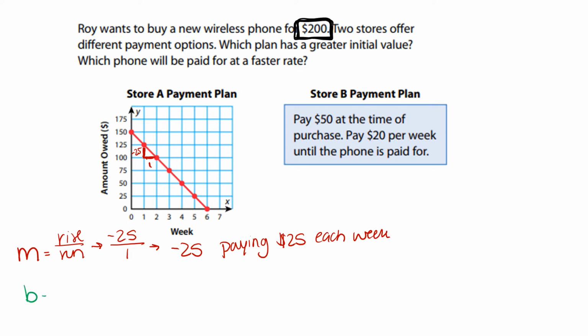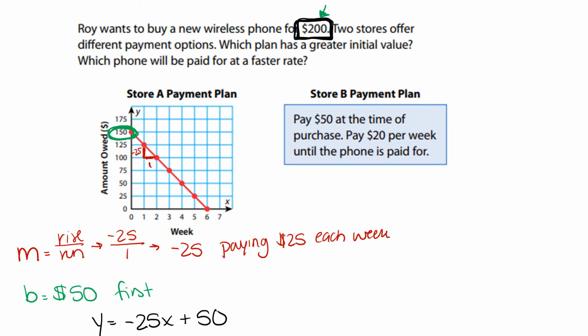For the initial value, letter B, even though the graph starts here at 150, we know that the phone costs $200. So he paid $50 up front. He paid $50 first before making his $25 payments each week. His equation, if we were to write one, would be y equals negative 25x plus 50.